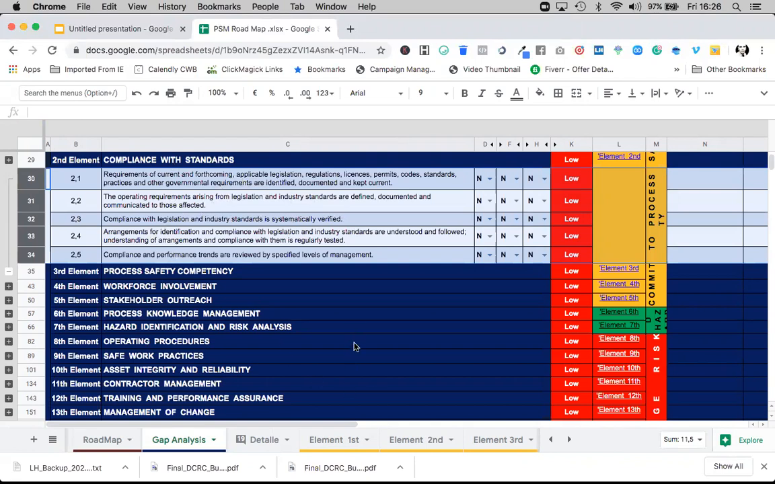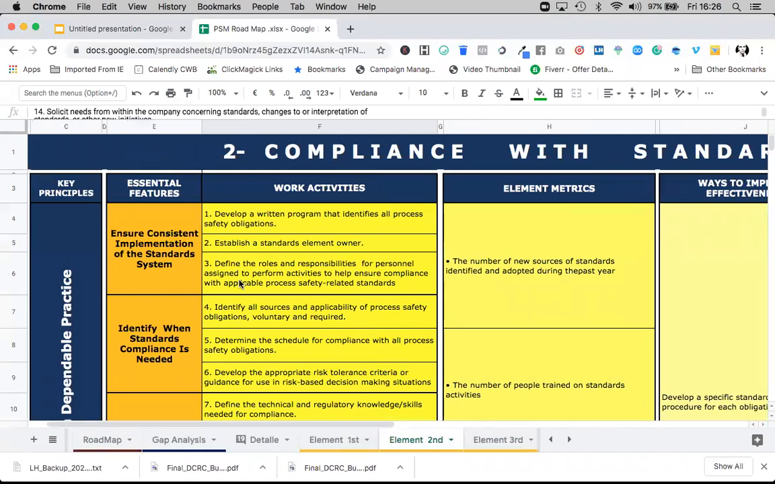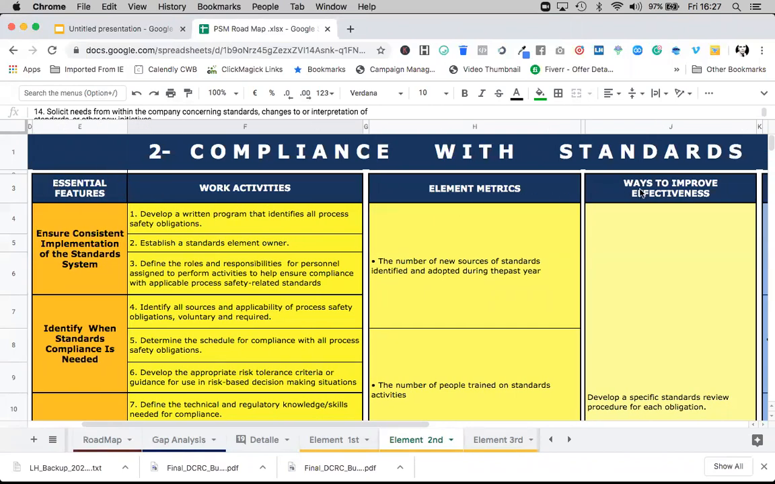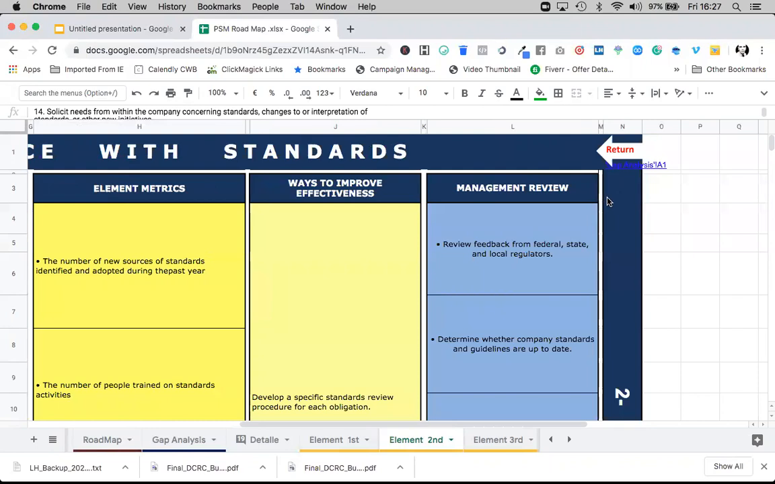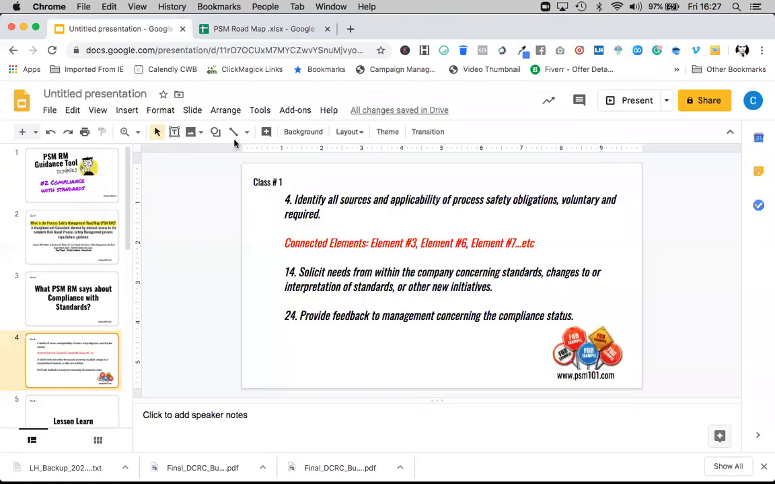I will assume that you went through this and we are jumping directly to element number two. Element number two, as I explained in class number one, the elements or the worksheets are divided in key principles, essential features, work activities, element metrics, ways to improve effectiveness of your action, and management review. Every element will have different work activities that you're supposed to have in place, and this is what we're going to check today.